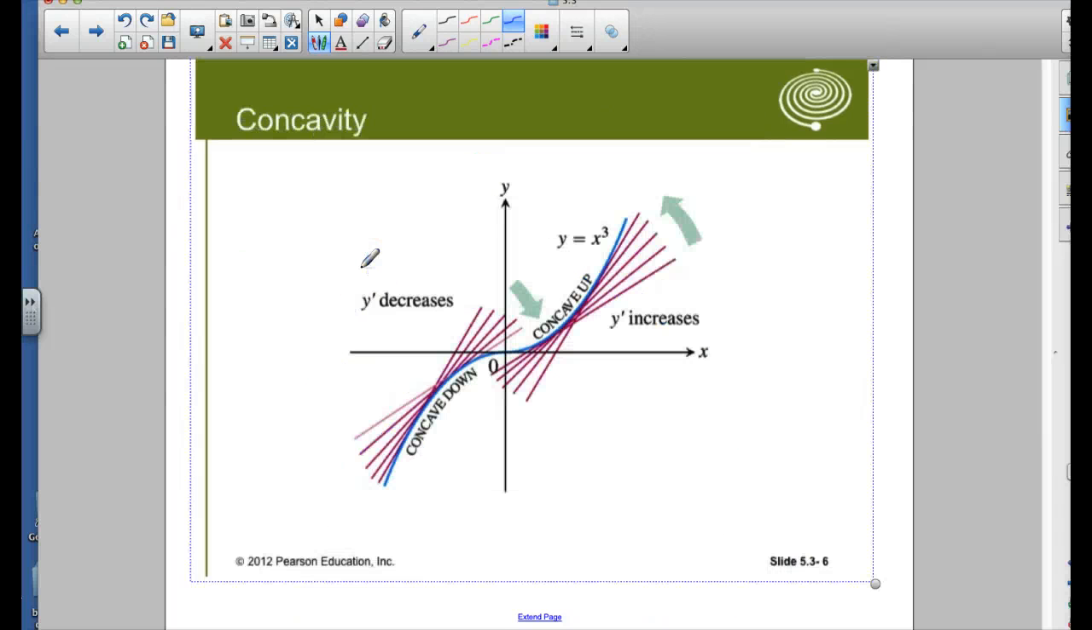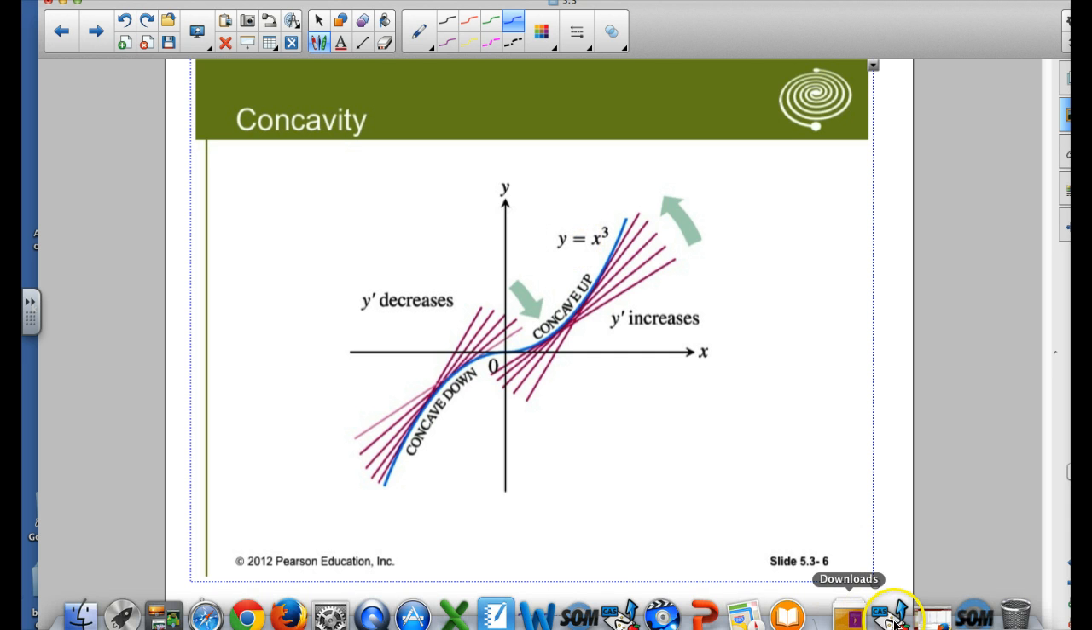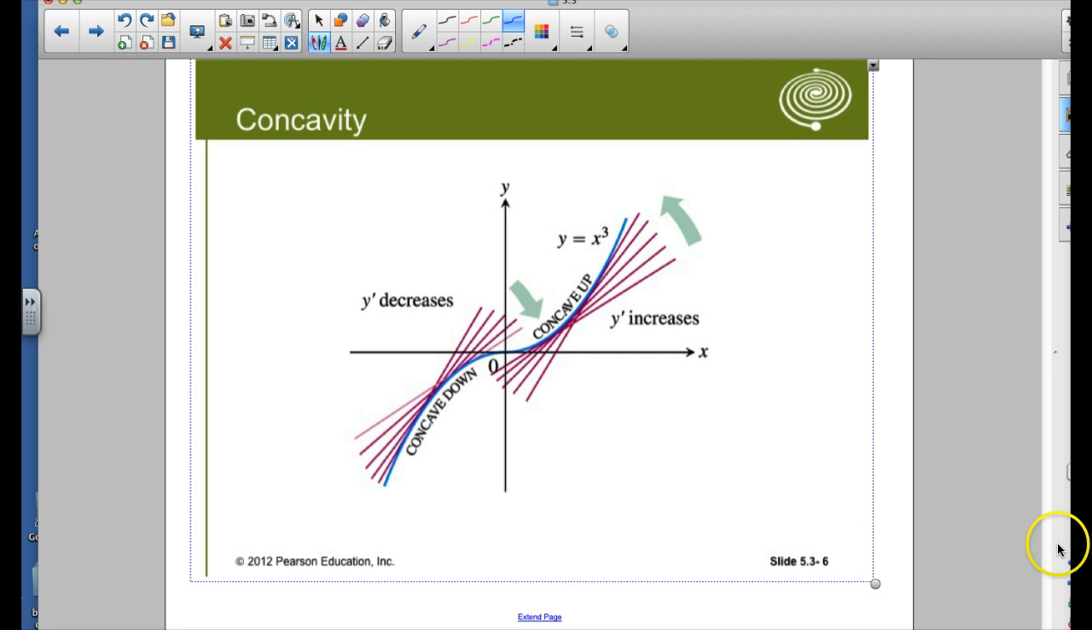So for example, concavity and concave down. If my derivative is decreasing, my concavity will look like this. It's concave down, looks like an upside down U. Concave up is a regular U. If my derivative increases, it's a regular U. And there are more rules like that too as we go.